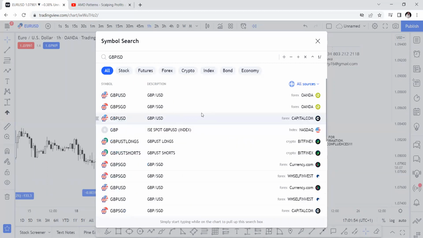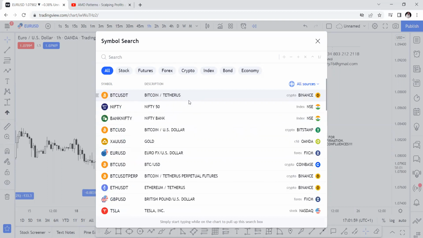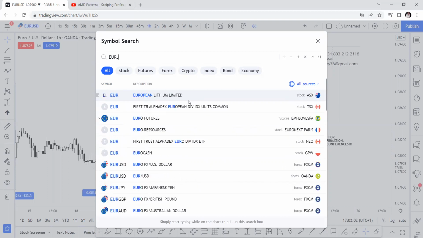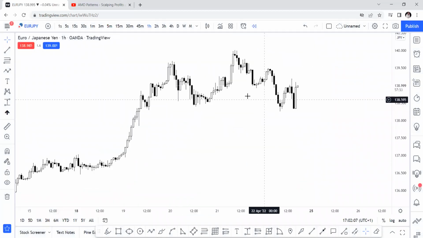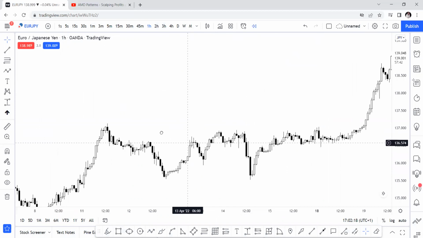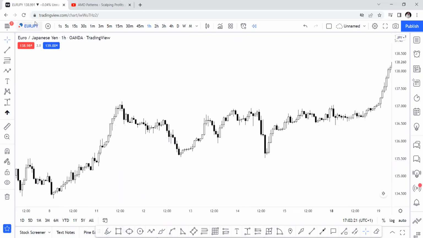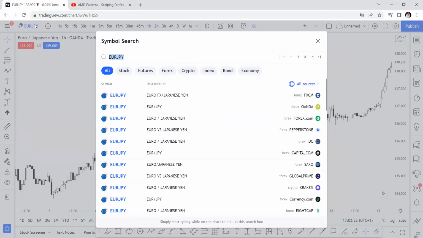Pound USD, or I'm looking at Euro. If you can get Euro JPY, there's not really much on Euro JPY. So we don't have consistency like this on Euro. So for now, let's focus on Euro USD, gold, the MPTC. That's what I'm doing for now.